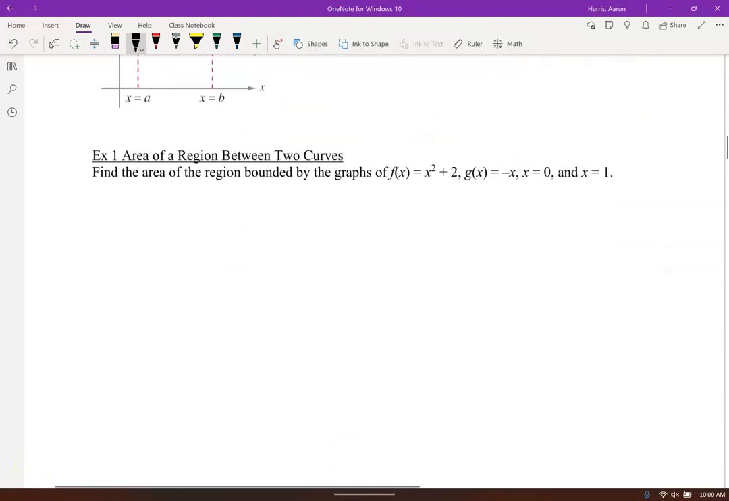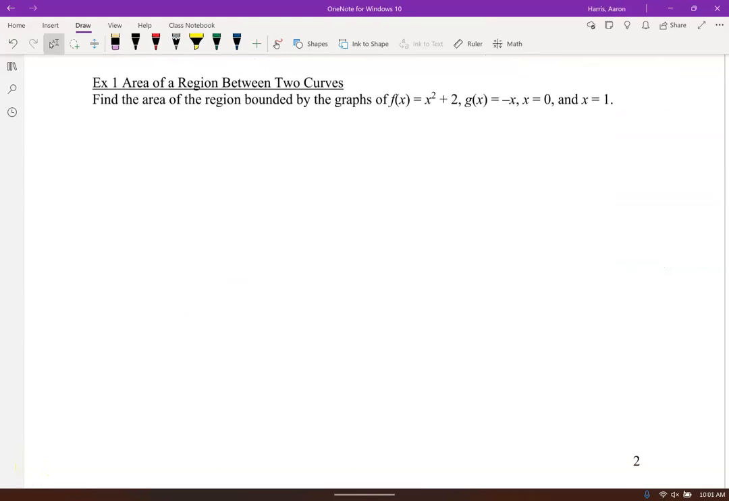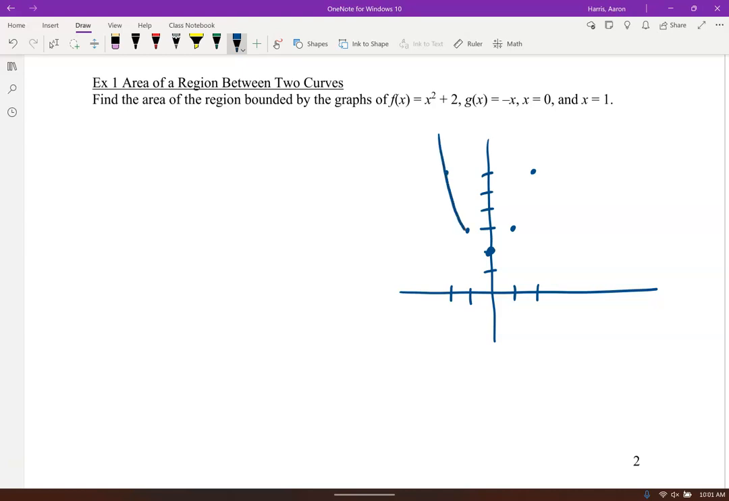All right, let's go ahead and look at this first example now. Let's find the area of the region bounded by the graphs. Let me draw these two graphs. I've got x squared plus 2, so it looks like a parabola, but it's bumped up 2. Let me plot a few points. 1 squared plus 2 is 3. 2 squared, 4 plus 2 is 6. There's my f function, x squared plus 2.